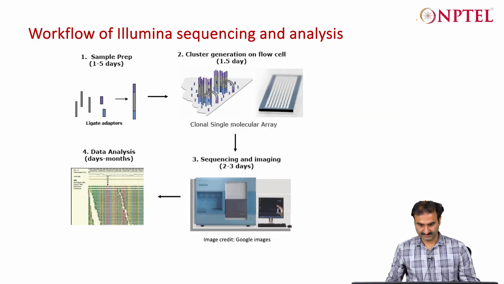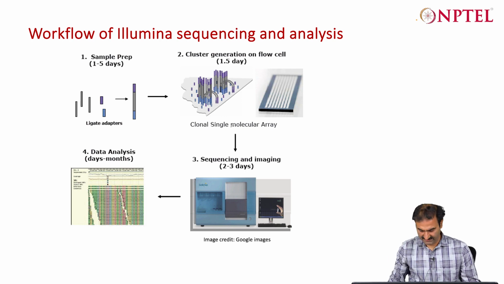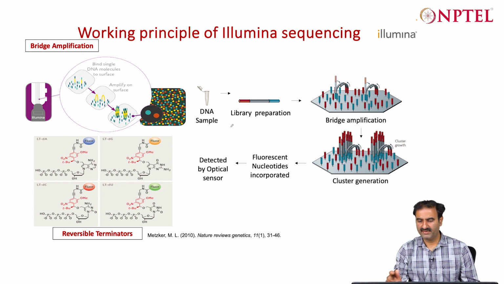Okay, and the steps are basically the DNA that is there is clonally amplified, because you need a sufficient amount for each of the fragments to get a signal out of it, followed by sequencing. So DNA and the library preparation and clonal amplification, and then the sequencing cycles, depending upon what kit or flow cell you are using.